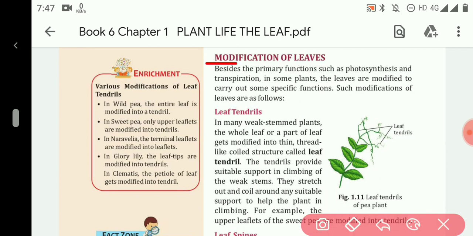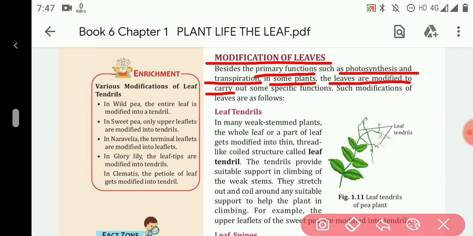Today's topic is modification of the leaves. Besides the primary functions such as photosynthesis and transpiration, because the basic function of the leaf is to photosynthesize and transpire, in some plants the leaves are modified. Modified means molded or changed to carry out some specific functions. They carry out some other functions also. Such modifications we will read further.